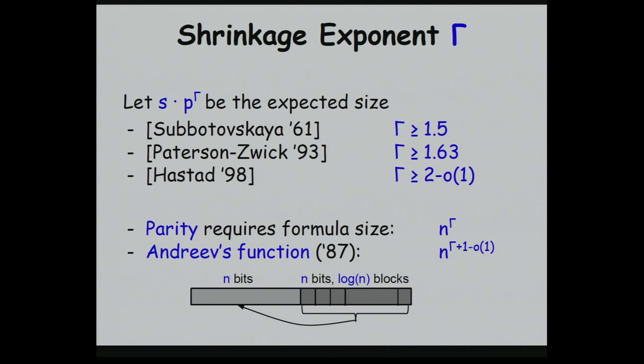That directly gives that parity requires quadratic size. If you can show some circuit model that has shrinkage exponent gamma, that directly implies parity requires size n to the gamma. And Hastad and Jiu actually constructed a simple function which also doesn't have good shrinkage. It requires size n to the gamma plus 1 minus little o(1). And by Hastad's result, this gives a formula size lower bound of almost n to the power 3. That's the best known formula size lower bound we have now.